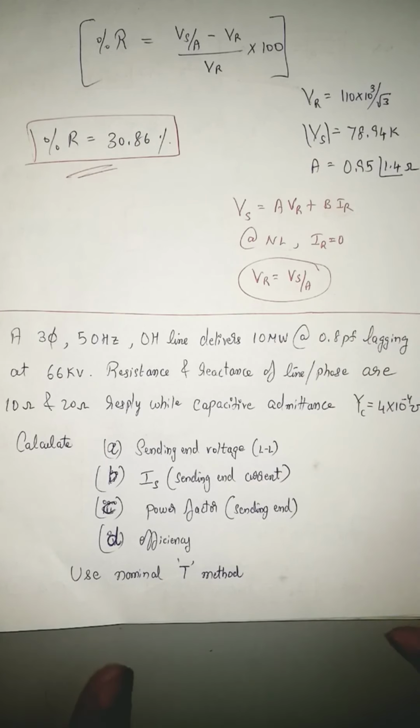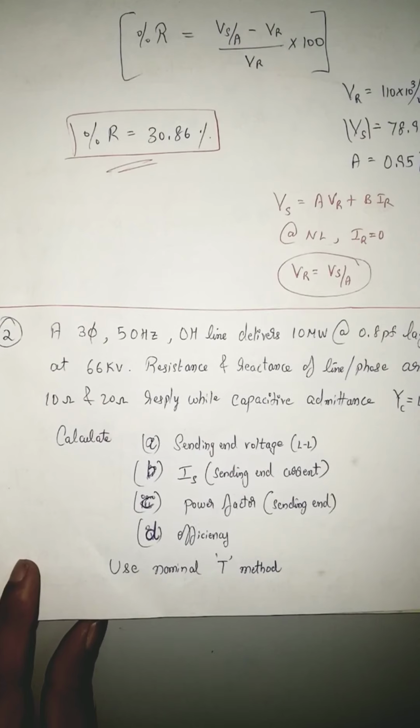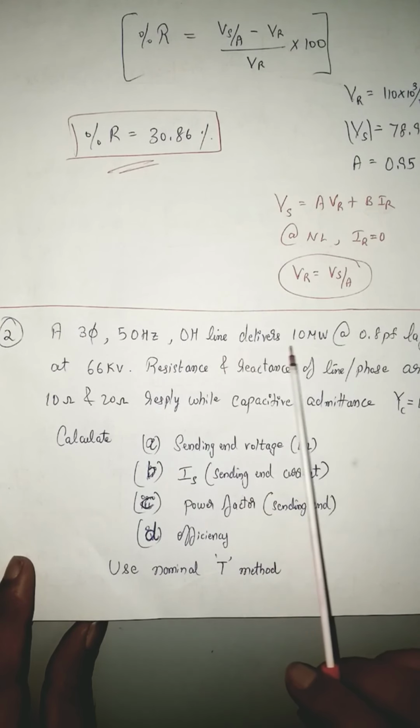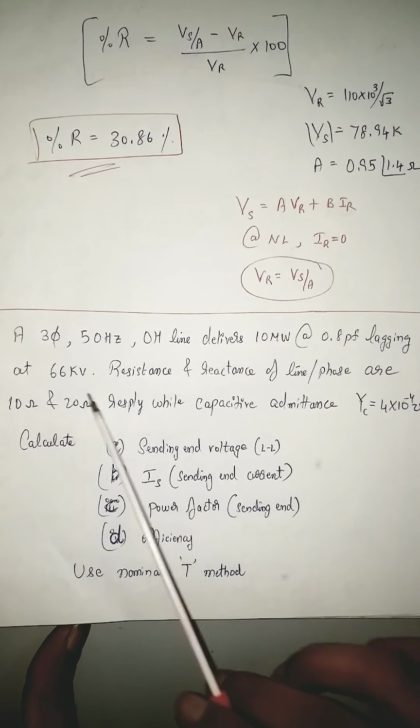Now we'll go to the second problem. Second problem, a three-phase 50 Hz overhead transmission line delivers 10 megawatt at 0.8 pf lagging at 66 kV.